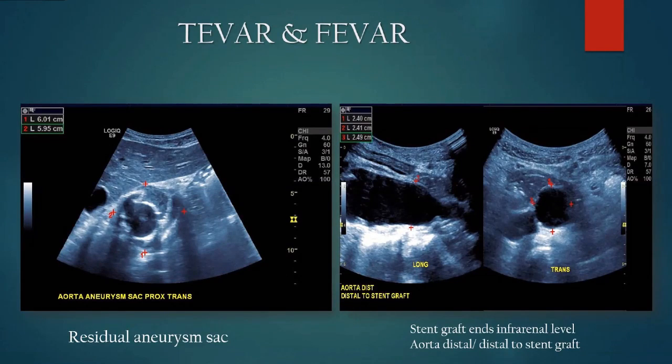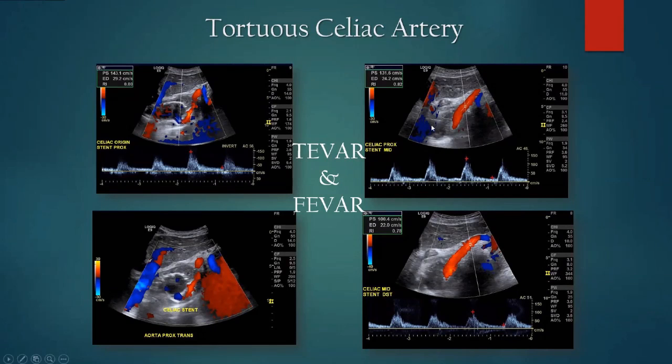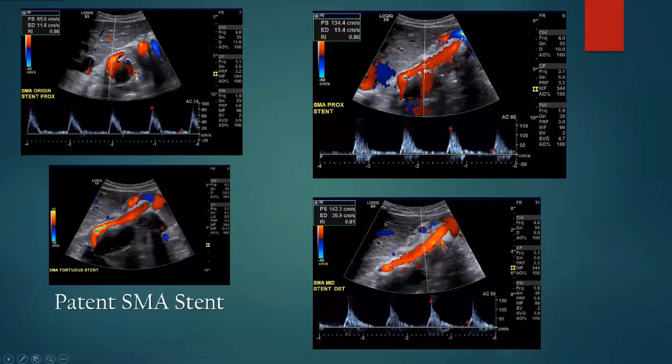Okay, so for ultrasound, we have the study to go right along with that CT. We're measuring the residual sac, and this is actually a proximal. And then we're showing native vessel outflow, distal aorta, which is distal to the stent graft. We also evaluated the celiac all the way through. It's very tortuous, but we were able to obtain spectral Dopplers throughout the stent, showing patency, along with the SMA.